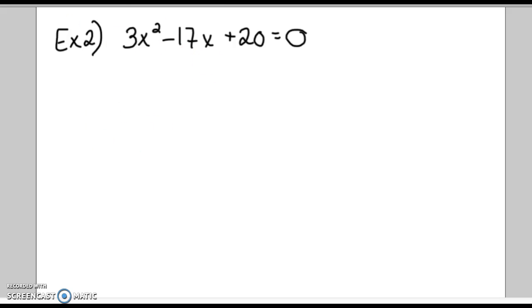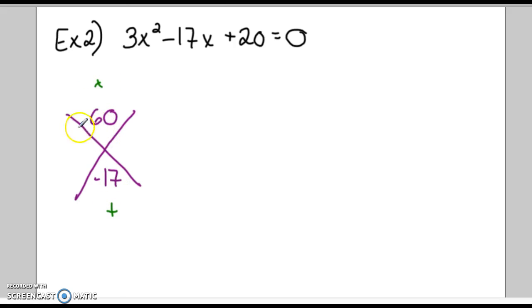Example 2. Okay, this one I will do the box method, just for those of you that prefer that. We're still going to start with our x. So my a times my c, again ignoring my equal to 0 part. A times c, 3 times 20 is 60. And then I have my b term, which is -17 at the bottom. So two factors that multiply to the top and add to the bottom.